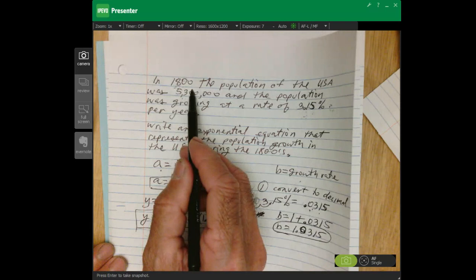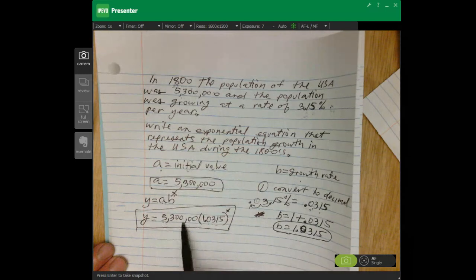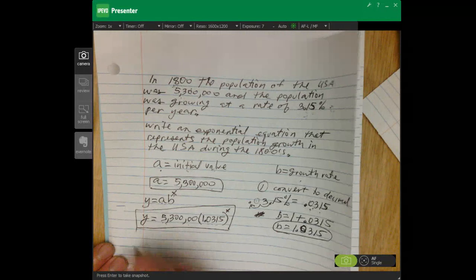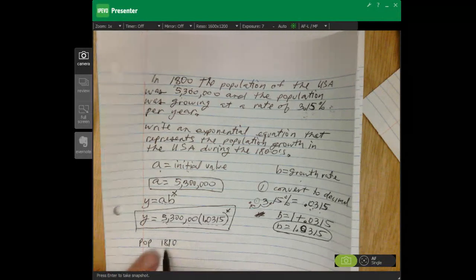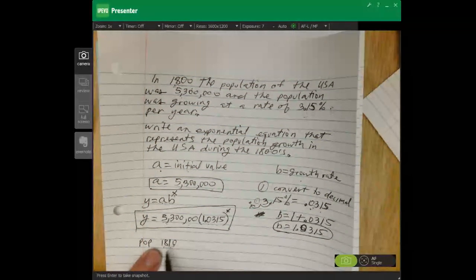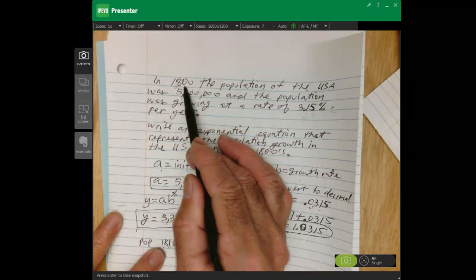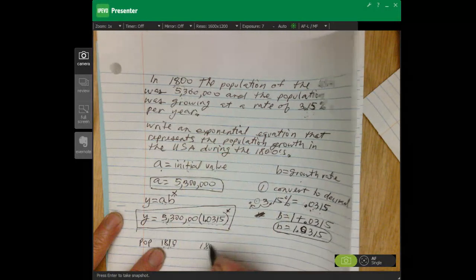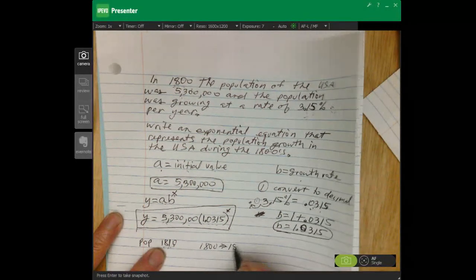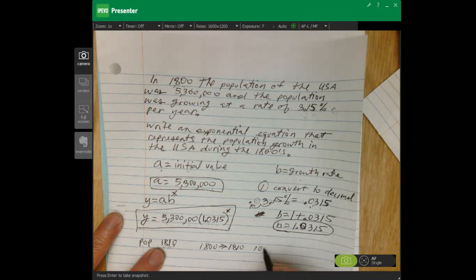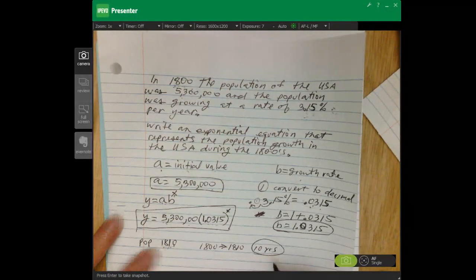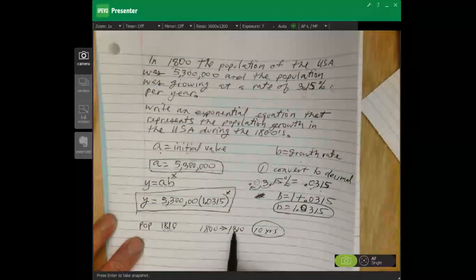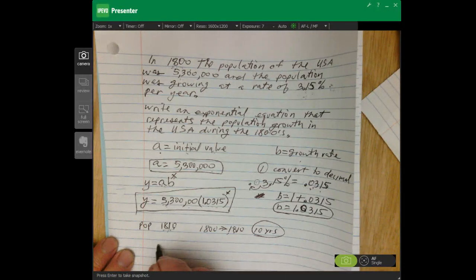Now, if we want to know, so in 1800, the population was 5,300,000. If we want to know what it is in 1810, okay, we're not going to use this number. We're going to use how many years went by from 1800. So from 1800 to 1810 is 10 years. So to find out the population in 1810, we're going to do it like this.